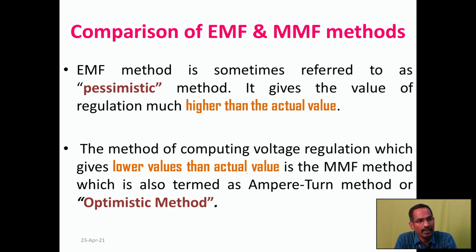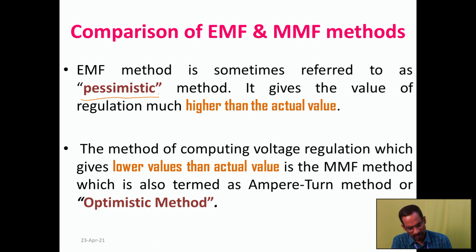How we are obtaining this E naught? That is entirely different from method to method. In the last session, we have discussed about the EMF method. So the EMF method is called the pessimistic method. You can look at this slide. Here we are telling that the EMF method is the pessimistic method.